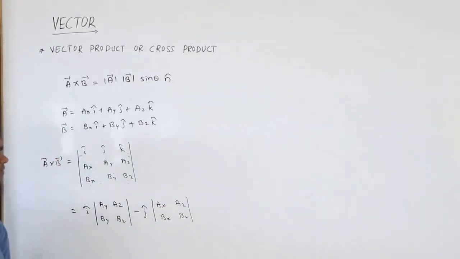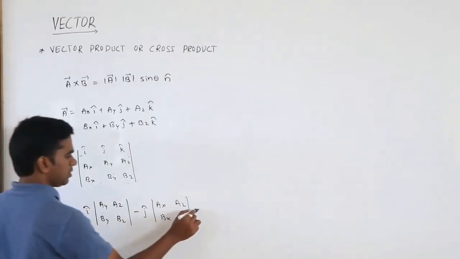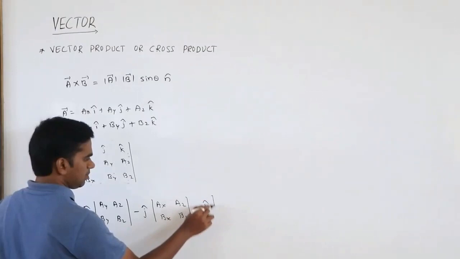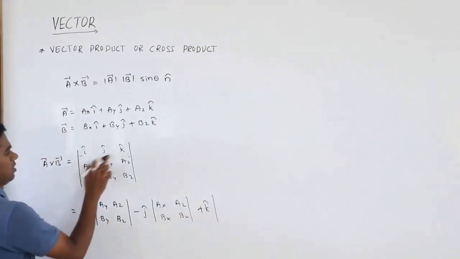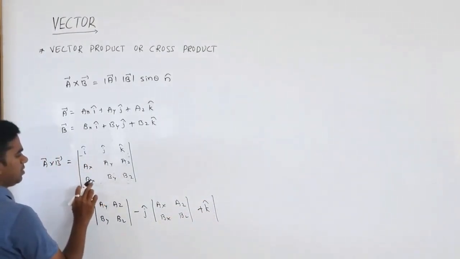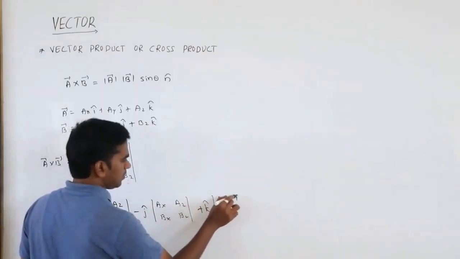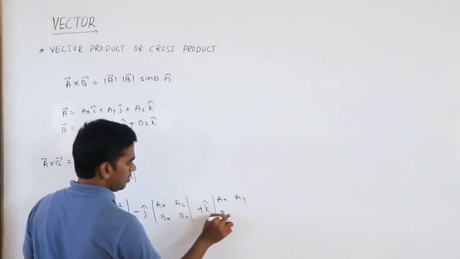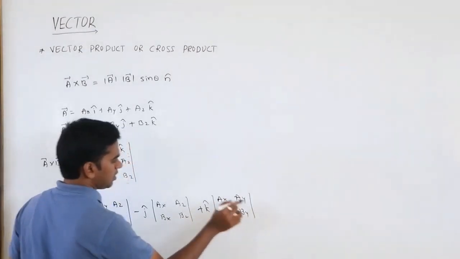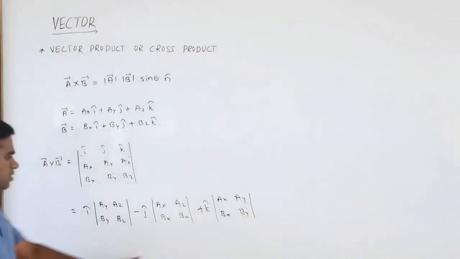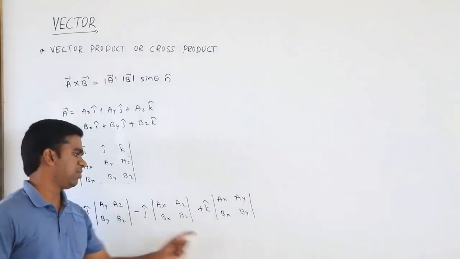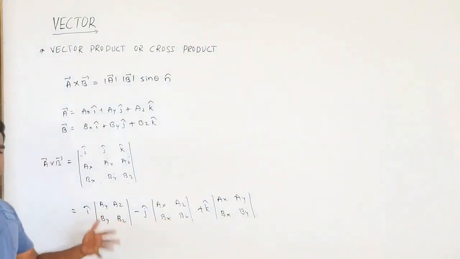Next is k cap, plus k cap. Ax, ay, bx, by. So this is what we have. If you solve these things, you will get the answer.